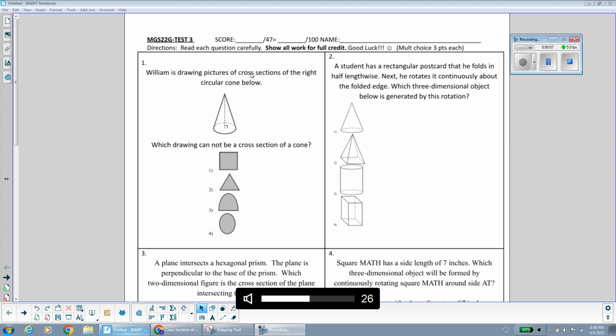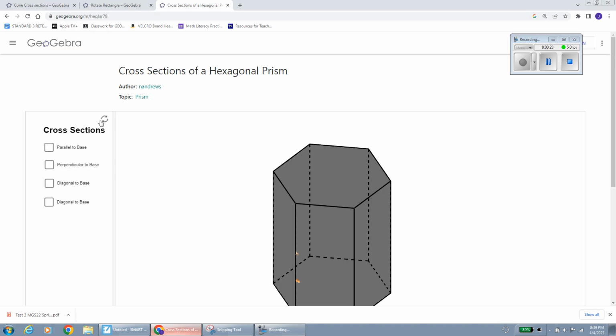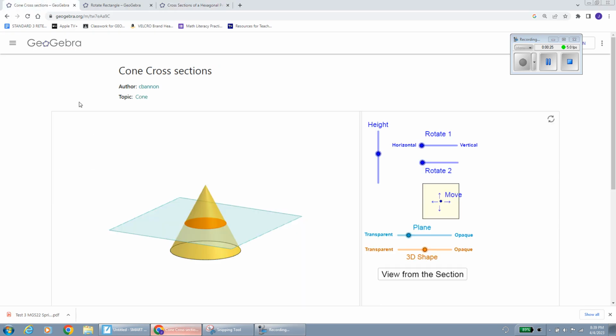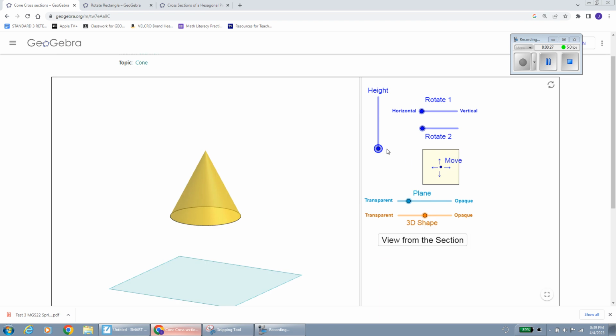So for the first question, it's easiest to see if I show you the cross sections of a cone on the computer. So I'm just going to pull that up and we're going to see which one is not a cross section of a cone. So let me pull up over here my cone cross section. So I already see that I can get a circle, so that's pretty clear.